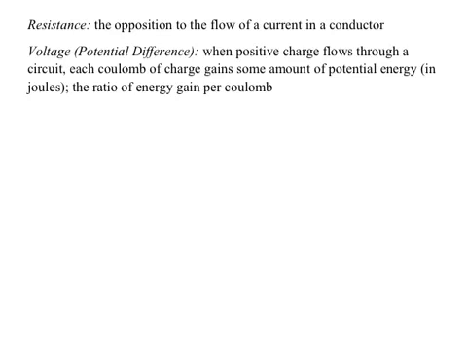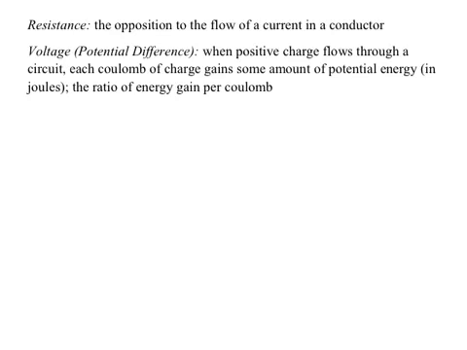But to define voltage, we say it's when a positive charge flows through a circuit, each coulomb of charge gains some amount of potential energy in joules. Okay, and this is the ratio of energy gain per coulomb. So really what we're looking at is the difference between one end of the circuit and the other end of the circuit. That's what the actual voltage is in a circuit.